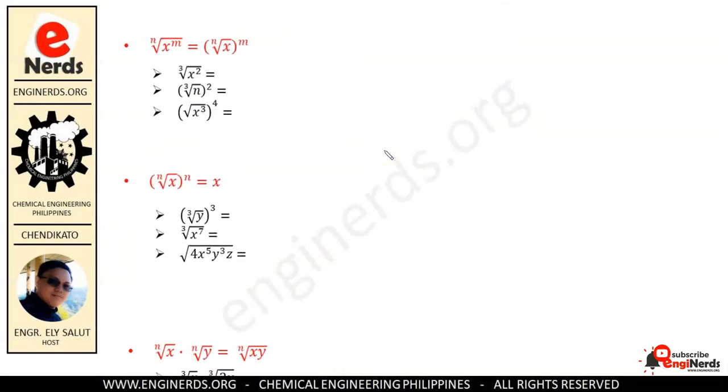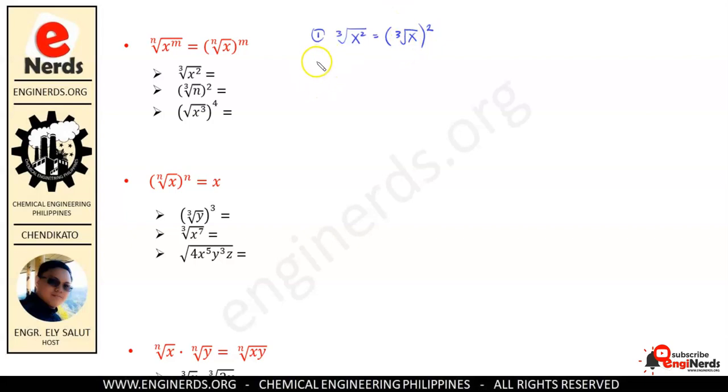We have here nth root of x to the m is equal to the nth root of x, okay, over all raised to the m exponent, no? So, basically, pareho lang pag nasa loob ng ating radicand yung exponent or i-raise mo tong lahat sa power na m. So, that will be the same. So, for example, meron tayo ditong cube root of x squared. So, basically, this is equal to cube root of x, and then all of it was raised to 2.